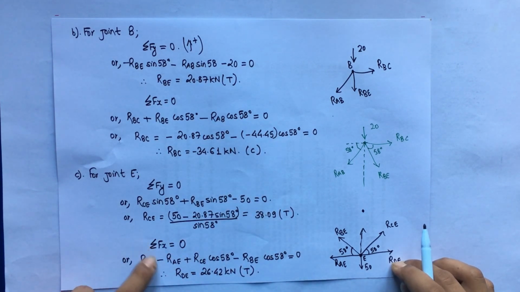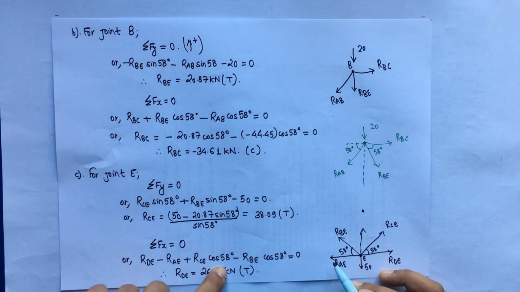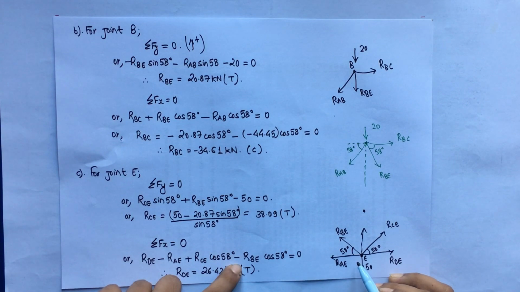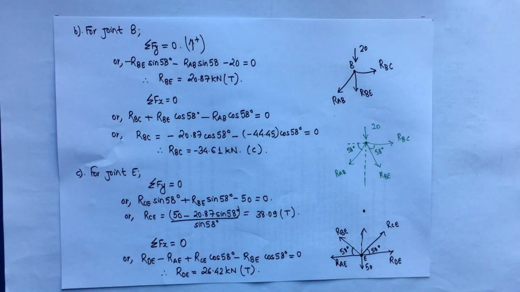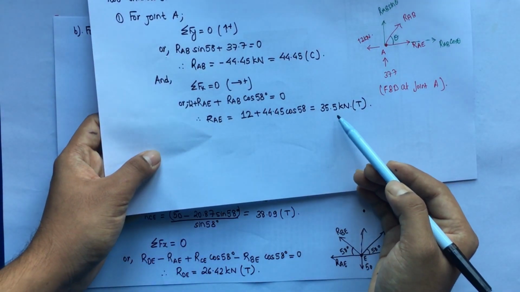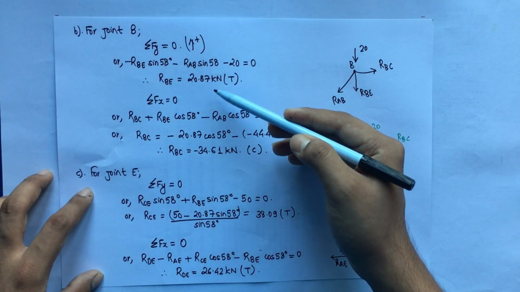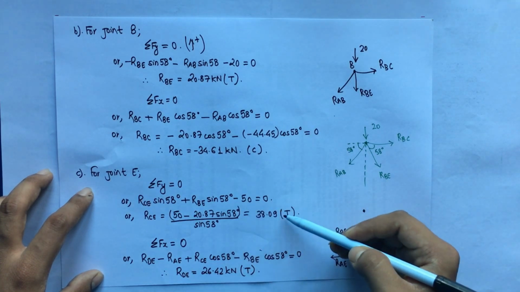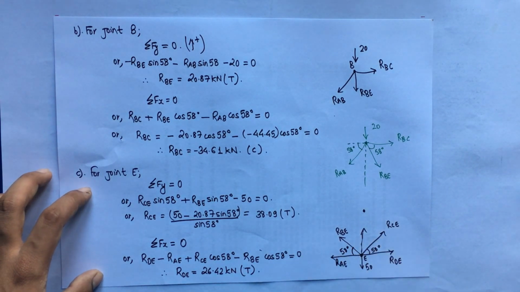Similarly summation Fx, we get RDE from left to right positive, minus RAE plus the cos component of the two inclined members, RCE cos 58 degree plus RBE cos 58 degree is equal to 0. Now substitute the value of RAE as 35.5 kilonewton positive, and similarly RBE as 20.87, that is also positive, and RCE as 38.09, we get RDE as 26.42. This is also a positive value, so this comes as tension.